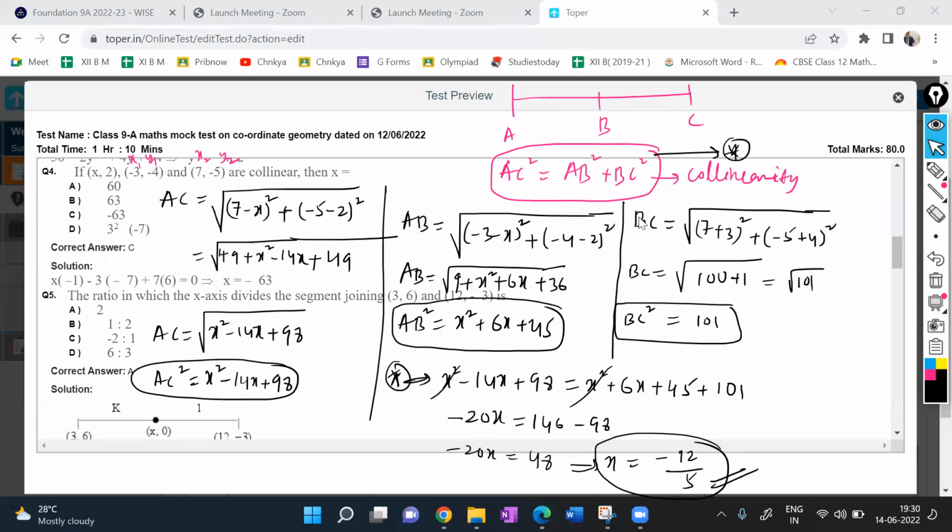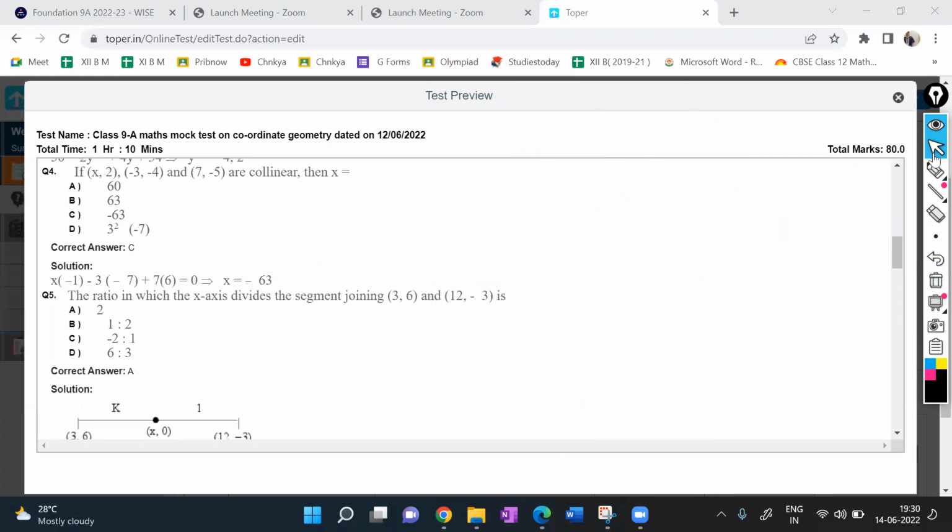Sir, that option is not there, sir. That only I'm getting. Yes, the option is not matching, so minus 12 by 5 should be the answer. It is not there. No problem. Okay, no problem. Leave this question. We'll go for the next question. We'll give a mark.